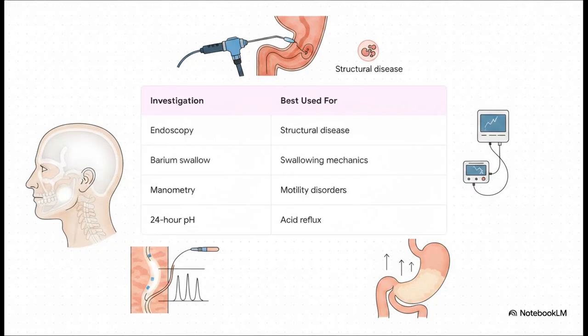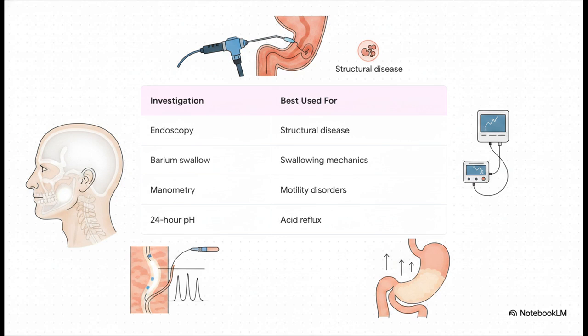So, an upper GI endoscopy is almost always your first move. Why? Because you absolutely must rule out structural nightmares like cancer or strictures. But watch out, because here is the classic diagnostic trap. A perfectly normal-looking endoscopy does not mean the patient is fine. It just means there's no mechanical blockage. If that tube looks perfectly pink and wide open, but the patient still can't swallow, they probably have a motility disorder. That means you need to pivot and order esophageal manometry to actually measure the muscle pressures. Meanwhile, you'd use a barium swallow to watch the mechanics in real time and 24-hour pH monitoring when acid reflux is your prime suspect.